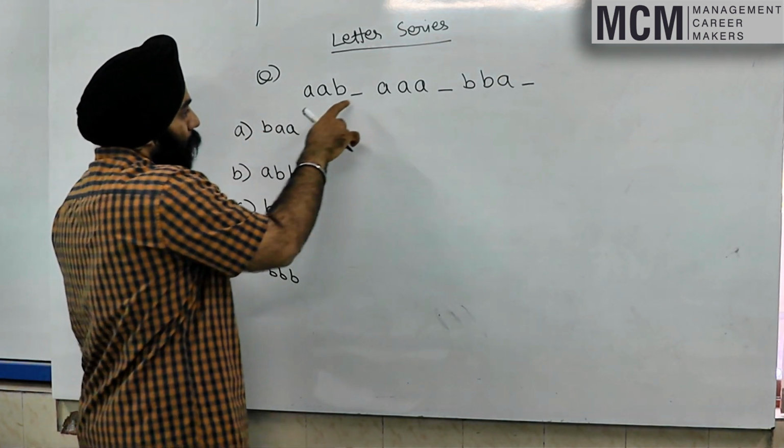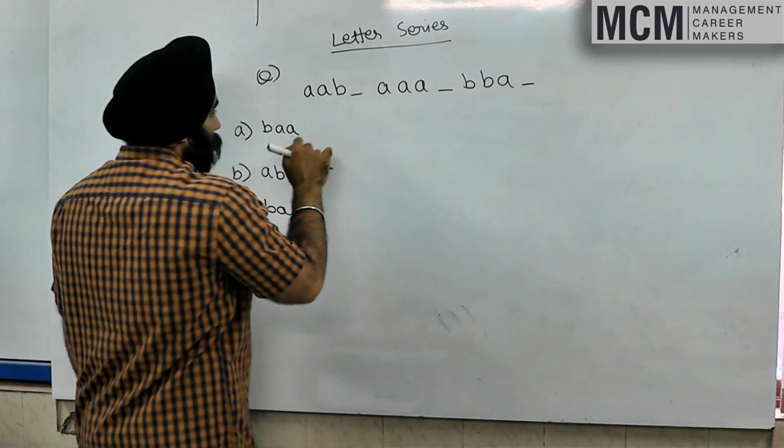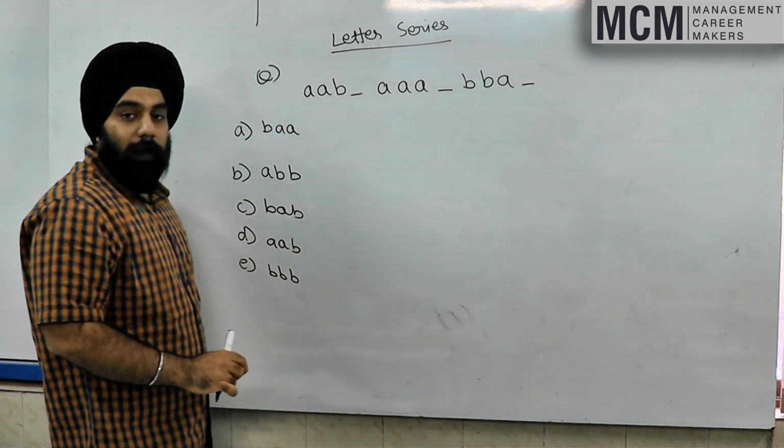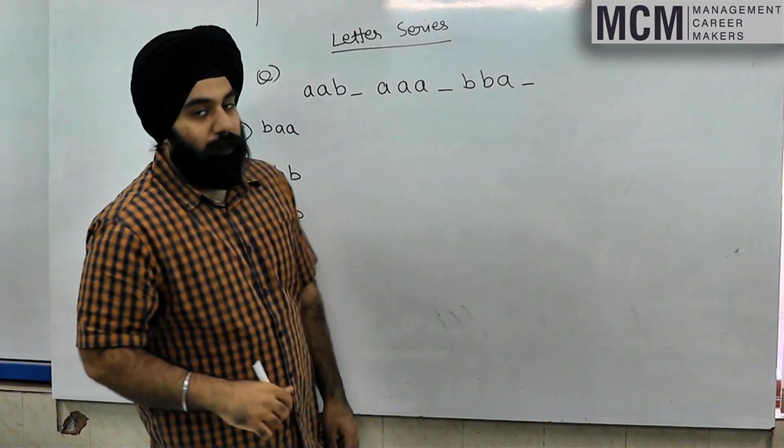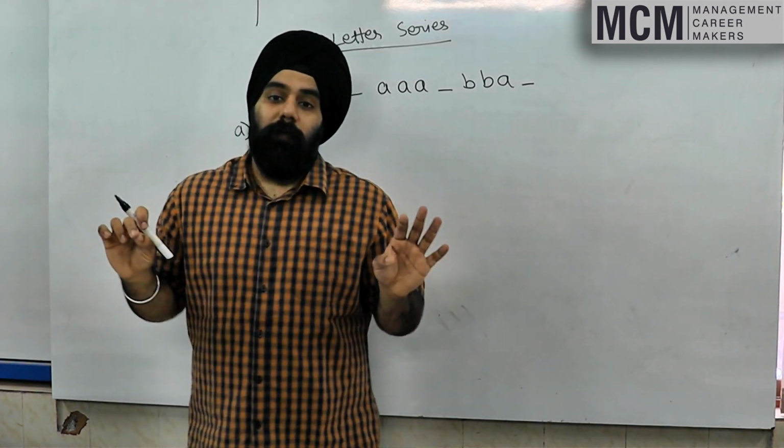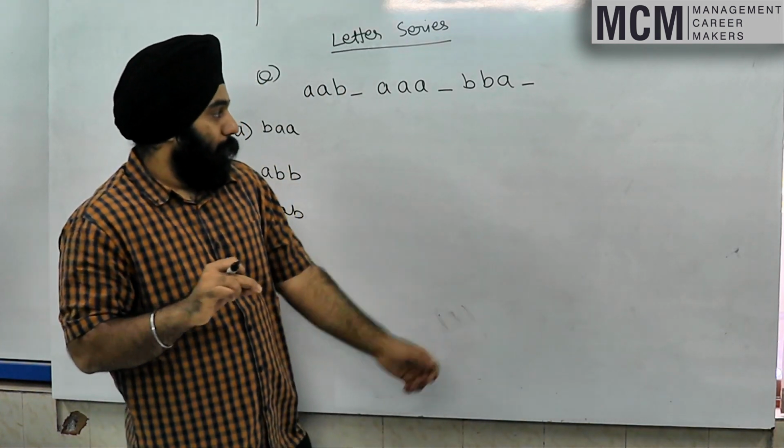So if you take this option, say this option is correct, you will put B over here, A over here and A over here. Right? Once you put these values, you need to check if there's an actual pattern which is being formed. Okay? So let's try doing this question.